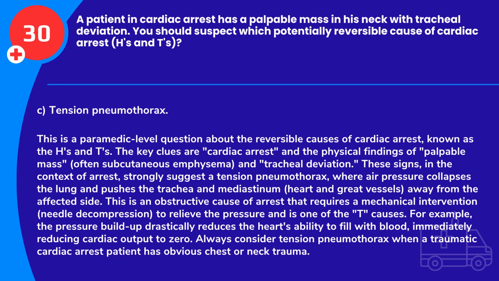Answer: C. Tension pneumothorax. This is a paramedic level question about the reversible causes of cardiac arrest, known as the H's and T's. The key clues are cardiac arrest and the physical findings of palpable mass, often subcutaneous emphysema, and tracheal deviation. These signs, in the context of arrest, strongly suggest a tension pneumothorax, where air pressure collapses the lung and pushes the trachea and mediastinum, heart and great vessels, away from the affected side. This is an obstructive cause of arrest that requires a mechanical intervention, needle decompression, to relieve the pressure and is one of the T causes.